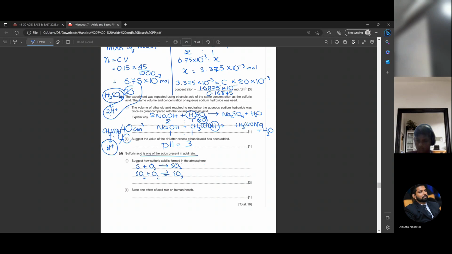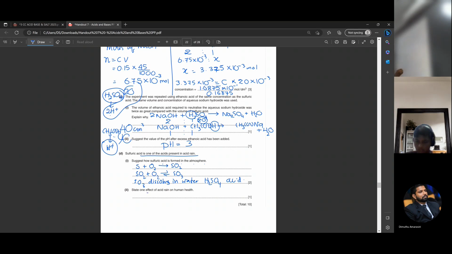But it can happen in the atmosphere also. And sulfur trioxide dissolves in water to give sulfuric acid. This is how sulfuric acid is produced in acid rains. Sulfur in fuel reacts with oxygen to give sulfur dioxide. Sulfur dioxide reacts with oxygen to give sulfur trioxide. Sulfur trioxide dissolves in water to give sulfuric acid.